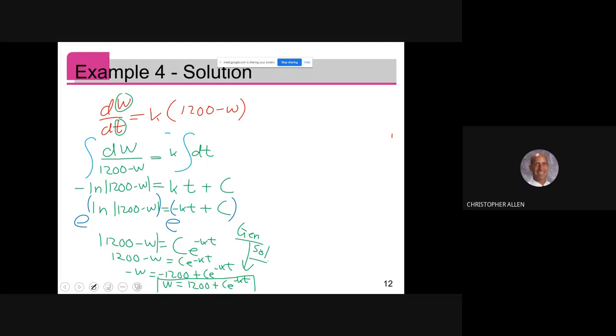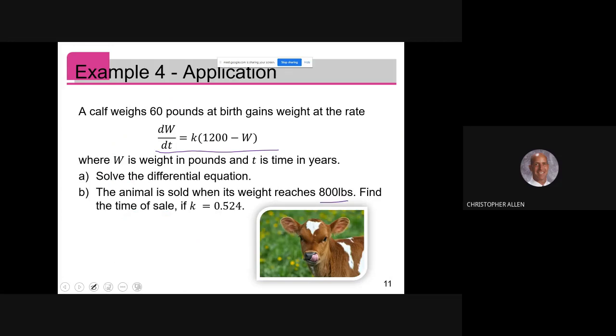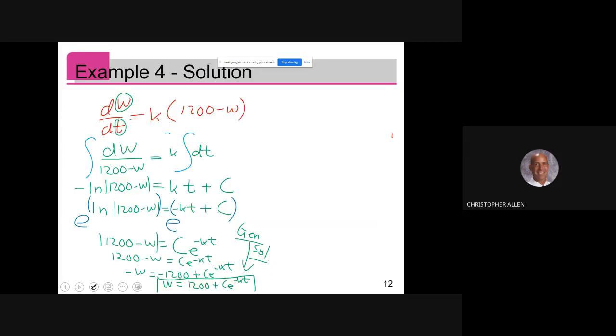So that was question A, and I'm going to come back to this slide, but question A is solve the differential equation. Now, I'm not quite done. I can actually do better than this because they tell us how much the calf weighs at birth: 60. So I'm going to take this to the next step. I know that at birth, I'll call it (0, 60), where this is the time and this is the weight. We're just going to say the time of birth is 0.